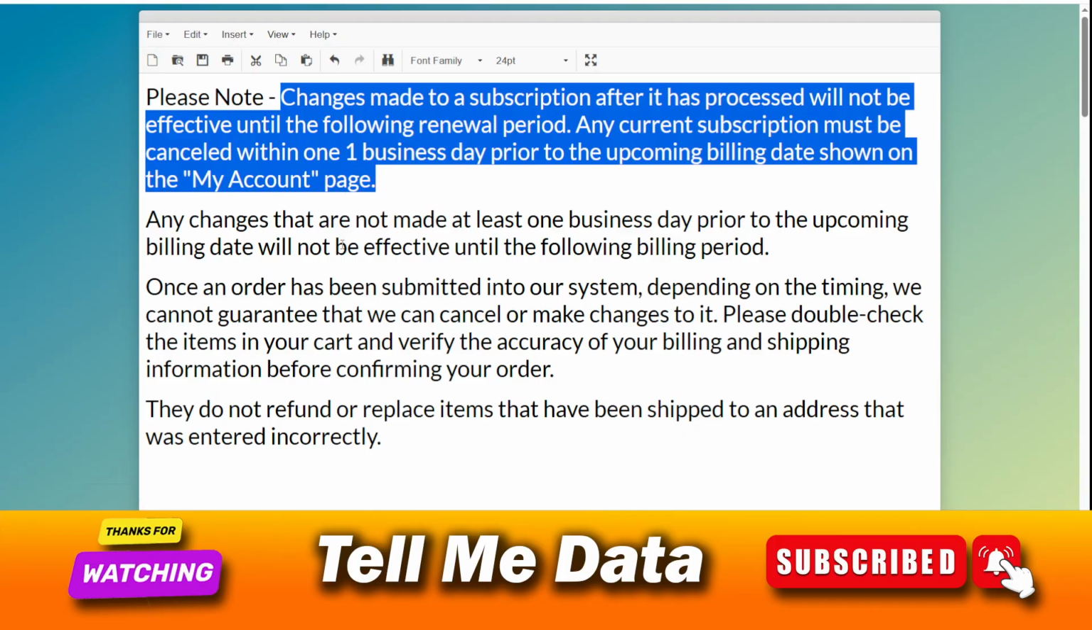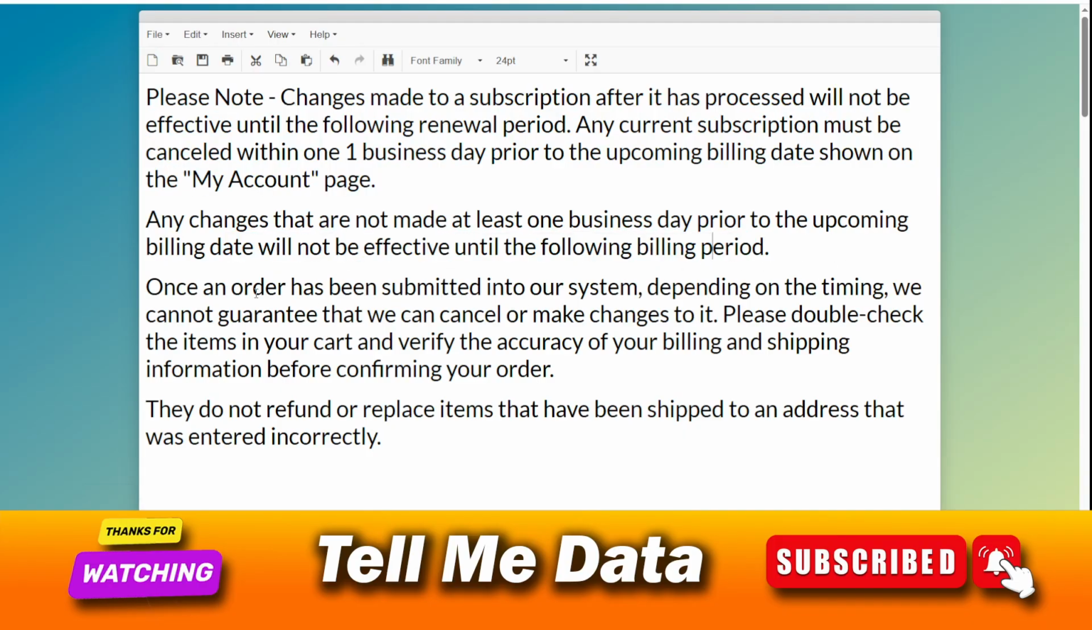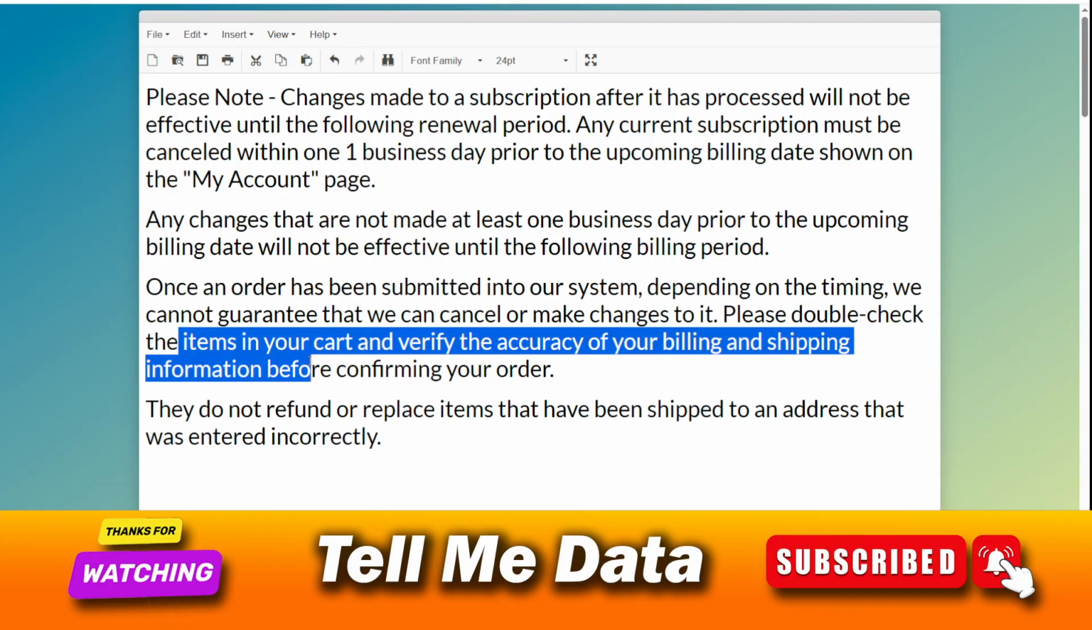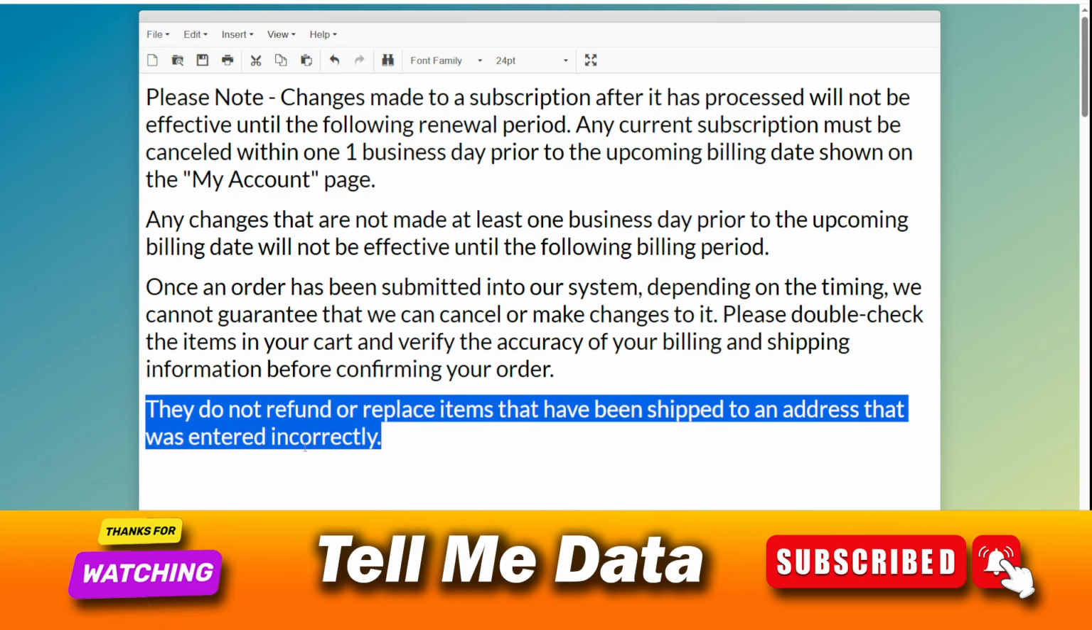Once an order has been submitted into our system, depending on the timing, we cannot guarantee that we can cancel or make changes to it. Please double-check the items in your cart and verify the accuracy of your billing and shipping information before confirming your order. They do not refund or replace items that have been shipped to an address that was entered incorrectly.